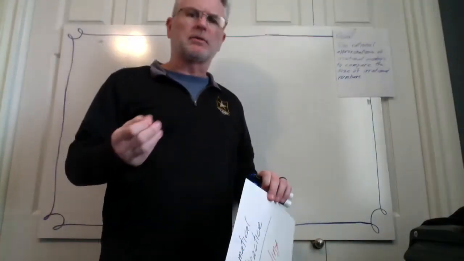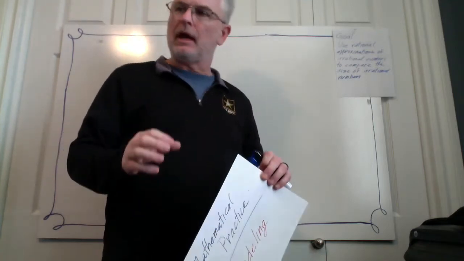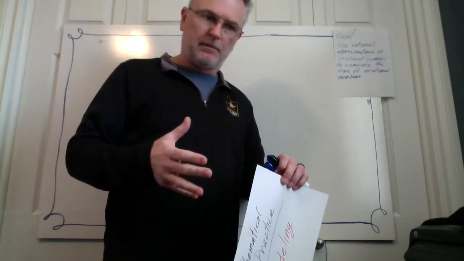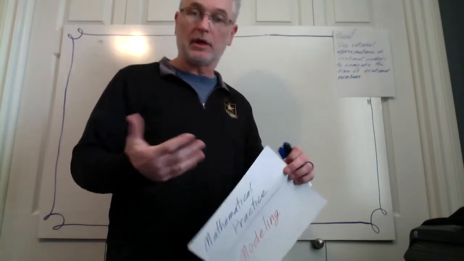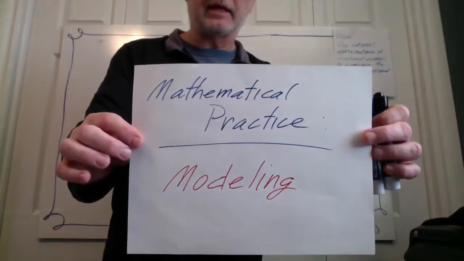So what we want to do is look at irrational numbers, which are kind of hard to get a grip on, and change them into rational approximations so that we can compare them to other rational numbers and other irrational numbers. And the mathematical practice we're going to use for that is modeling.